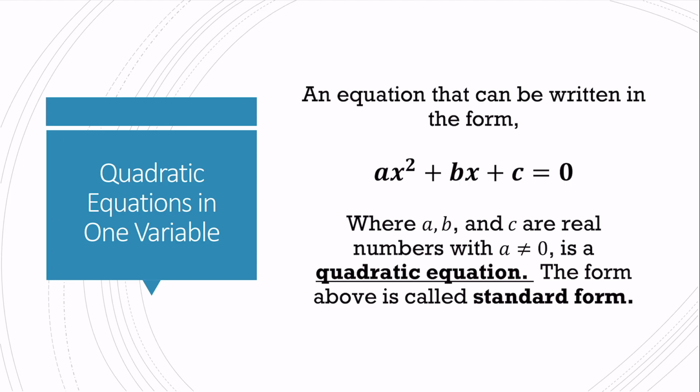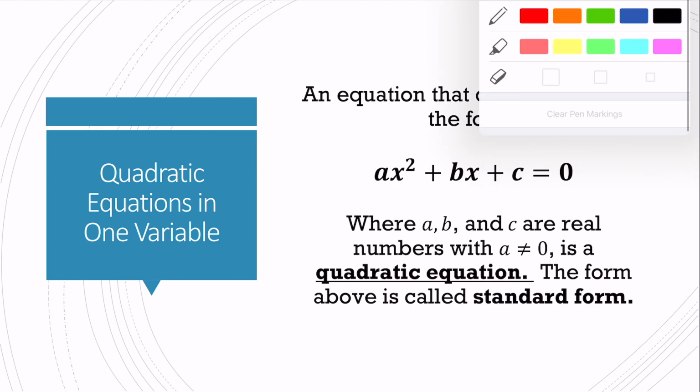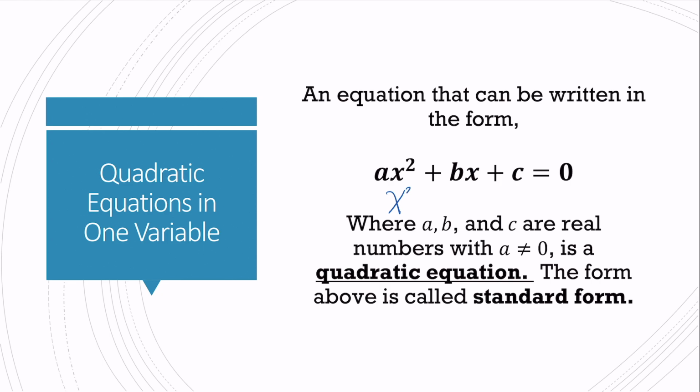So a quadratic equation in one variable is something that looks like this: ax squared plus bx plus c equals 0. One we've probably seen a couple times, because it's a go-to example of mine, is x squared minus x minus 6 equals 0. Where a, b, and c are real numbers, and as long as a doesn't equal 0, this is a quadratic in what we would call standard form.